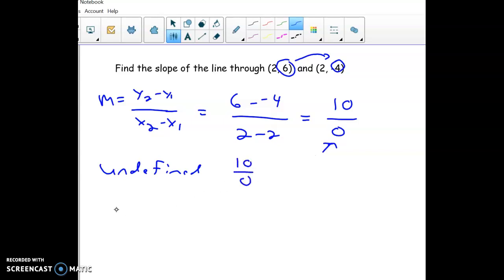If the 0 was on top, which is 0 over 10, that's just a 0 slope. Okay, so those are two special cases, right? The undefined slope graphically looks like that, and the 0 slope looks like that graphically. So that does come up in some form or another on this test.